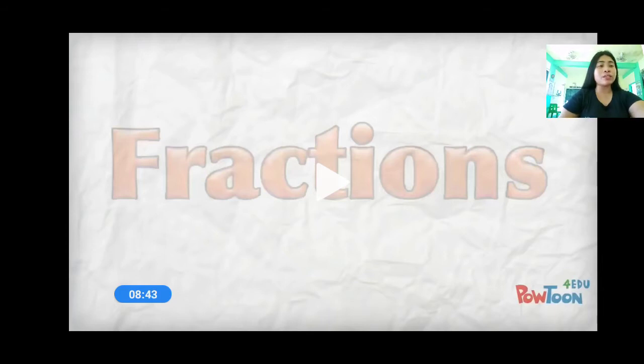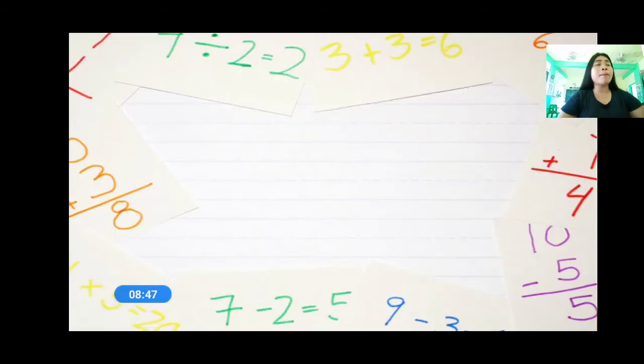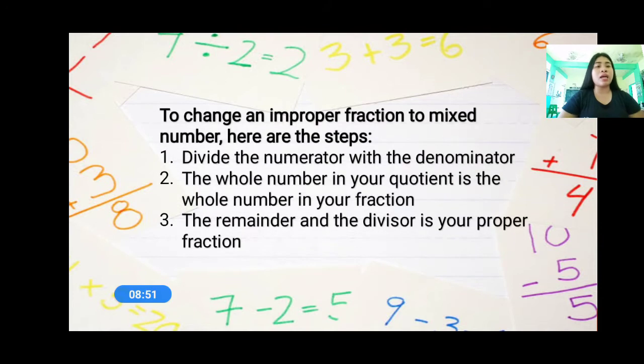Now vice versa, now we are going to change improper fraction to mixed number. Now these are the steps. Please listen. First, you have to divide the numerator with the denominator. So a fraction has this numerator and denominator. Okay, so now, first you're going to divide the numerator to the denominator.